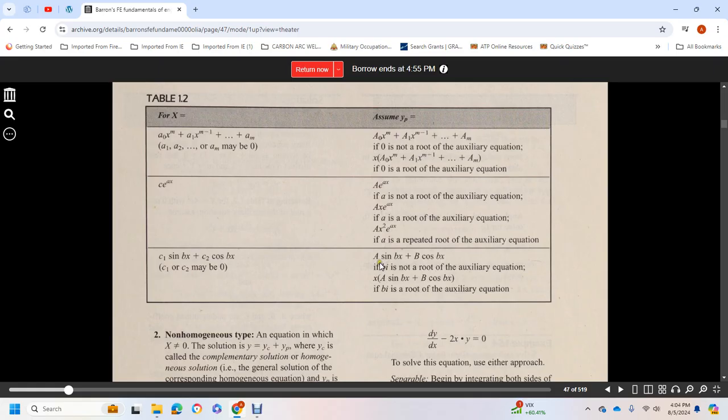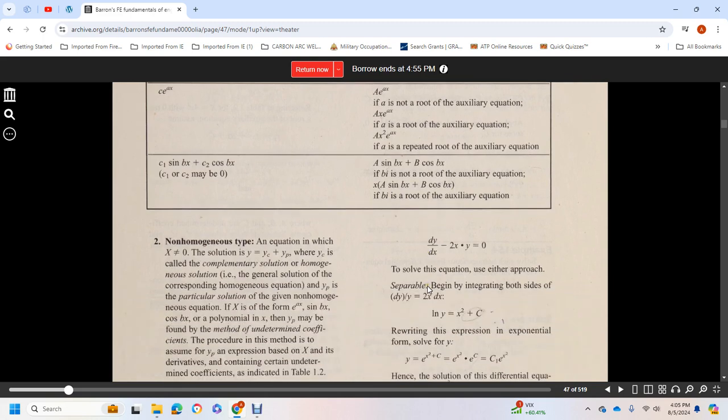Assume yp equals A sin bx plus B cosine bx if bi, the imaginary number, is not a root of the auxiliary equation, and x times A sin bx plus B cosine bx if bi is a root of the auxiliary equation.